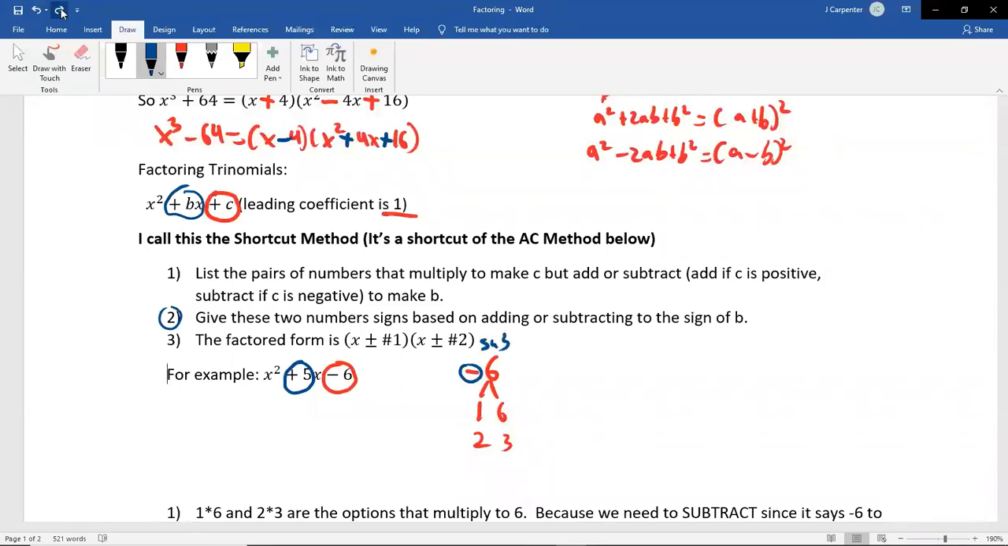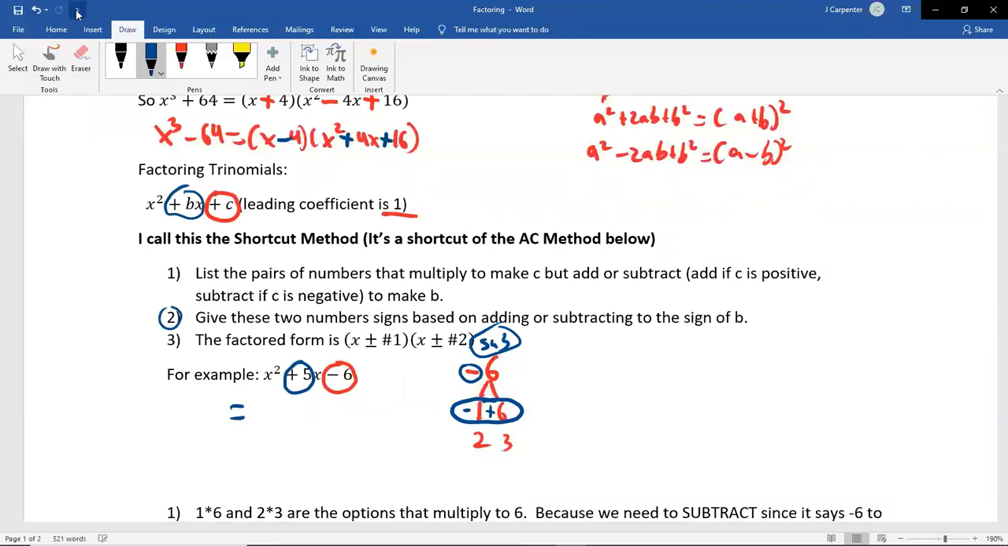All right, this minus says we're supposed to subtract them, as I said. If we subtract 6 and 1, we get 5. If we subtract 3 and 2, we get 1. So 1 and 6 is actually our choice, again, because we're supposed to be subtracting the pairs because this was a negative. But then we have to give them signs to make sure they add to a positive 5. So they have to be opposite signs. I'm going to do this wrong at first. If I go negative 6 and positive 1, well, 1 minus 6 is negative 5, not positive 5. So I need to swap those signs. It needs to be a positive 6 and a negative 1.